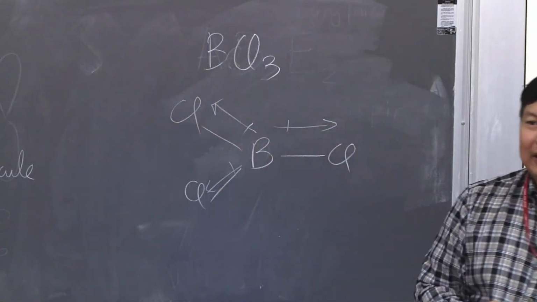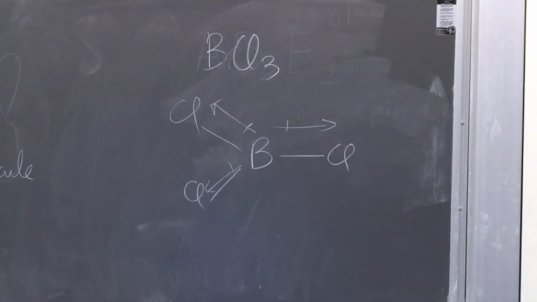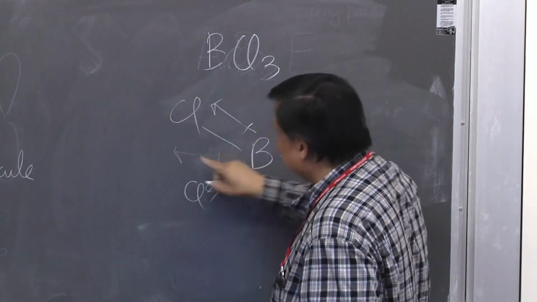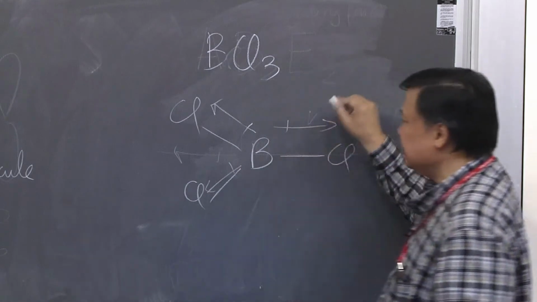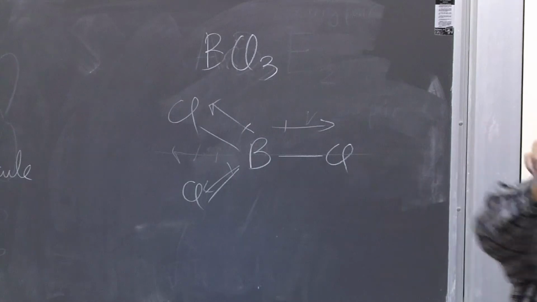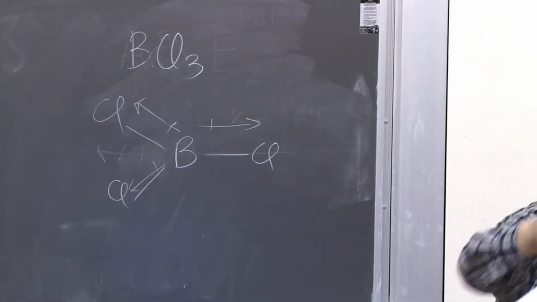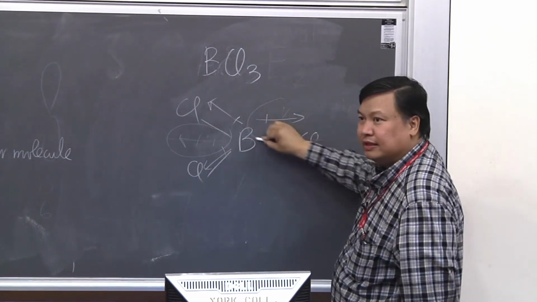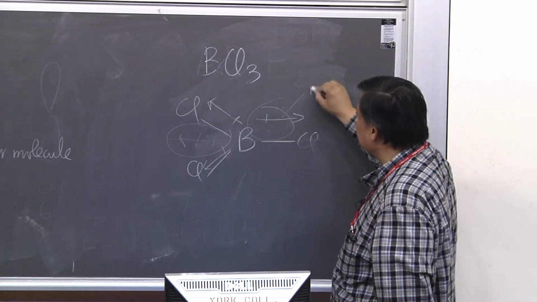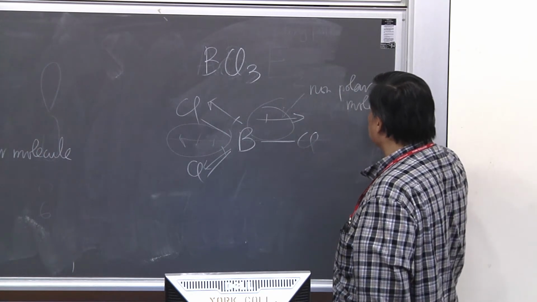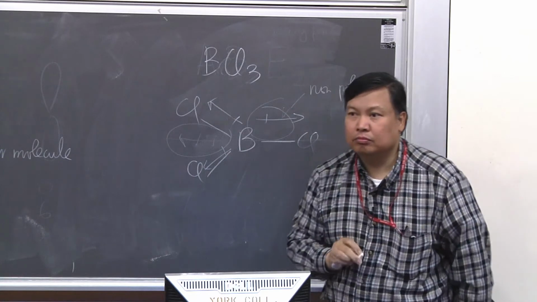Right? Now it's not quite obvious, but if you do some geometry, you'll see that the resultant of these two will be in the opposite direction as this. Remember vector resultants? When you have two going like this, you get the resultant in the middle. And what happens is that this will cancel out this one. So this one is a non-polar molecule.